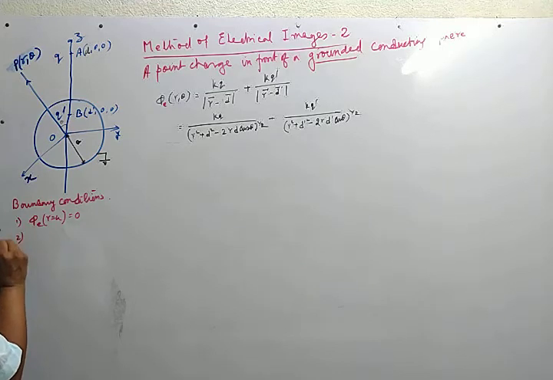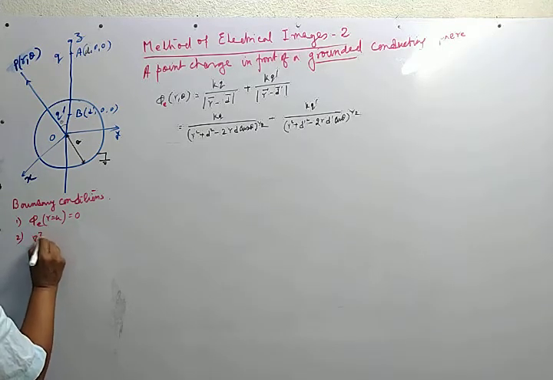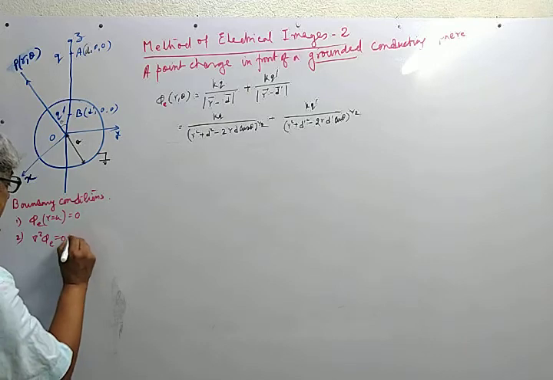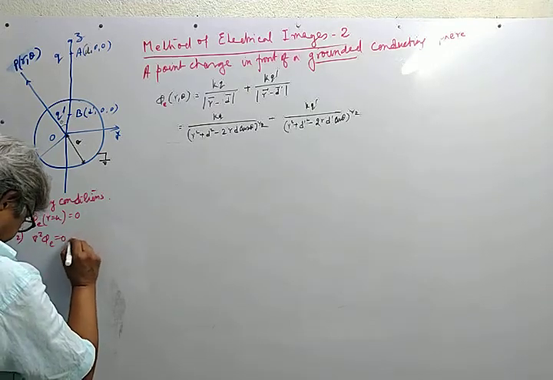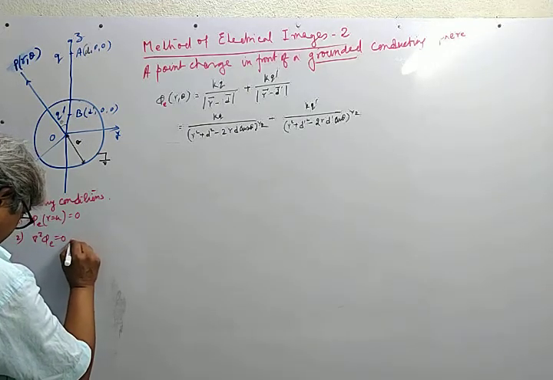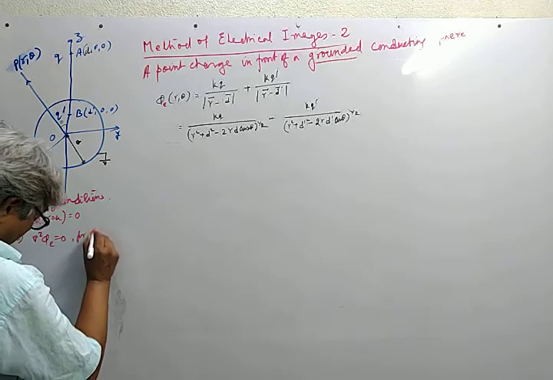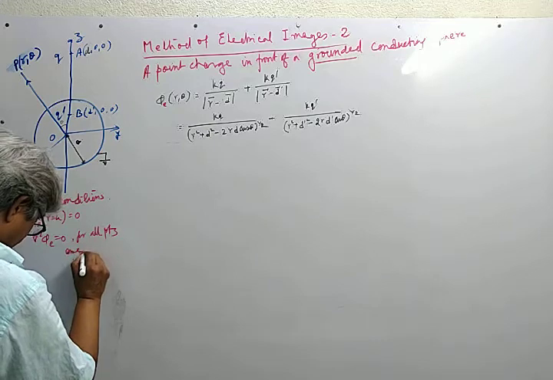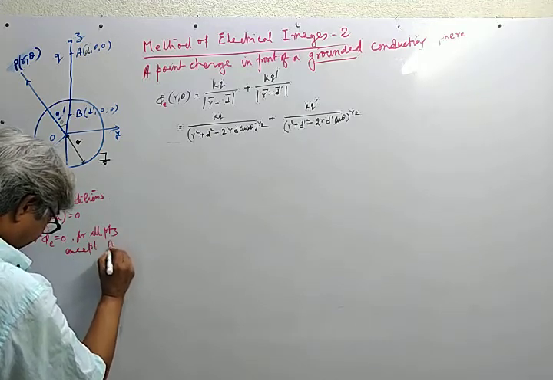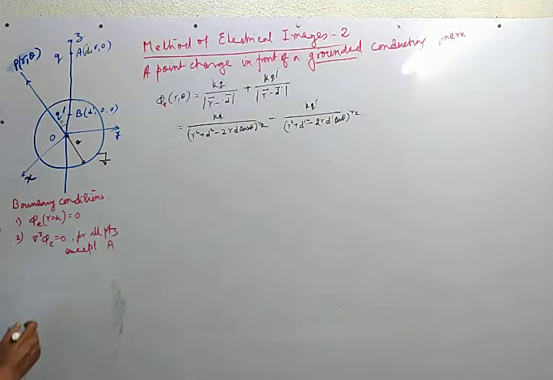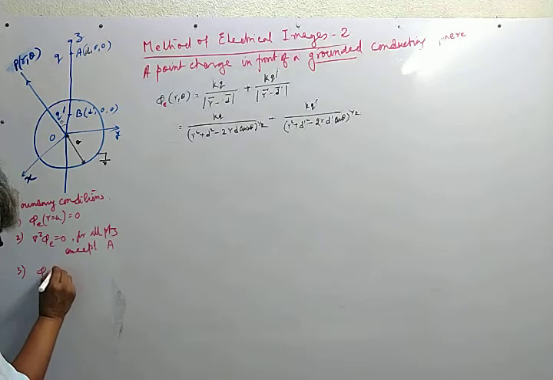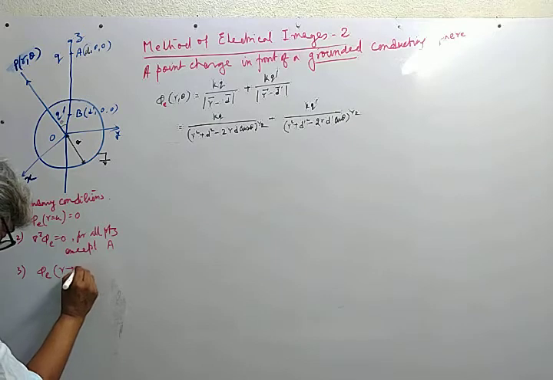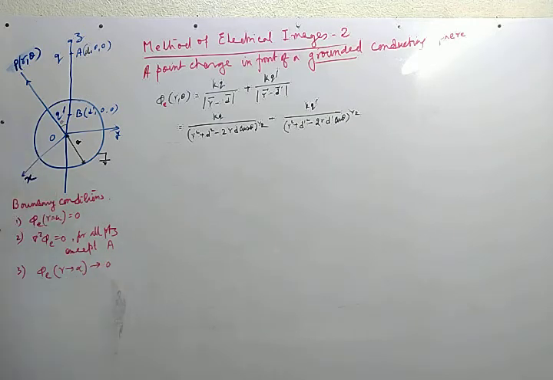Second condition, for all points except A, the Poisson equation is satisfied. And thirdly, phi e as r tends to infinity goes to 0. These are the boundary conditions of the problem.